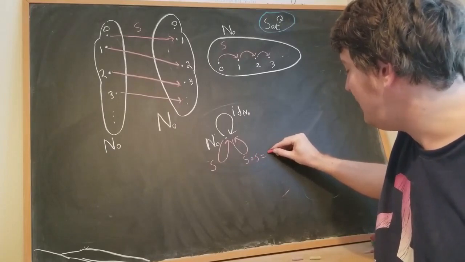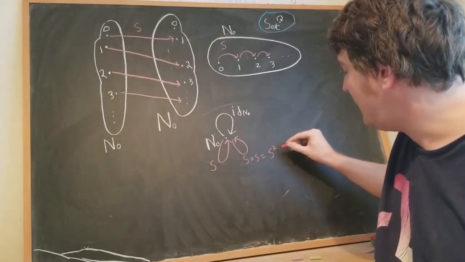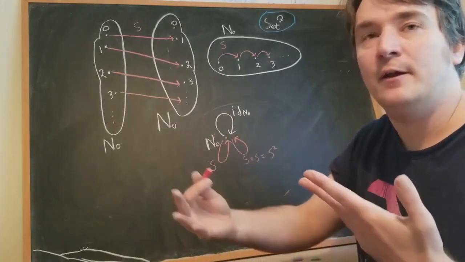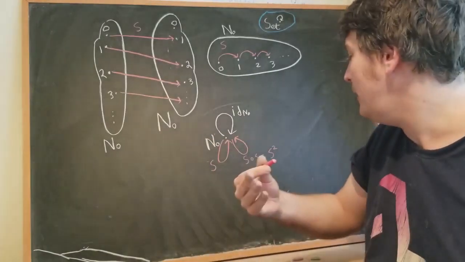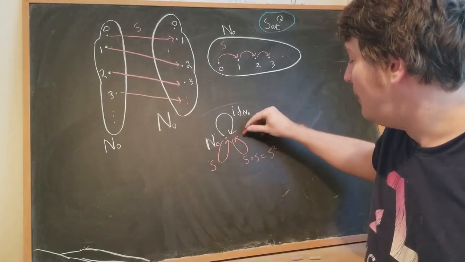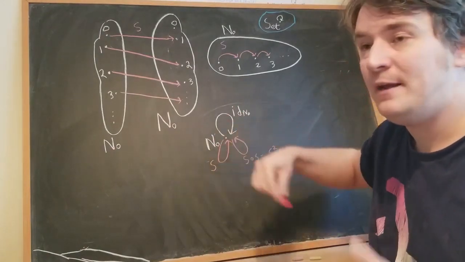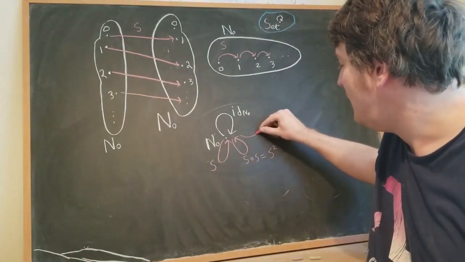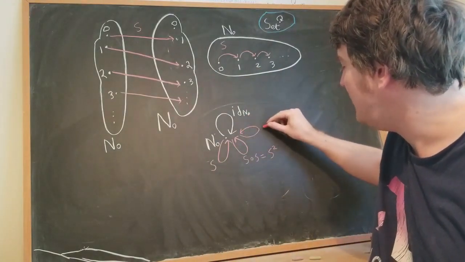Or perhaps we can write it as s squared. We're thinking of function composition as analogous to multiplication. And we could also apply s 3 times. We could do s after s after s, and that'll be an arrow which looks like this.